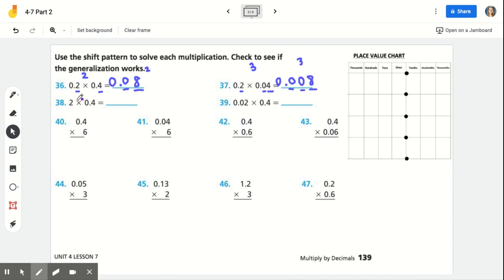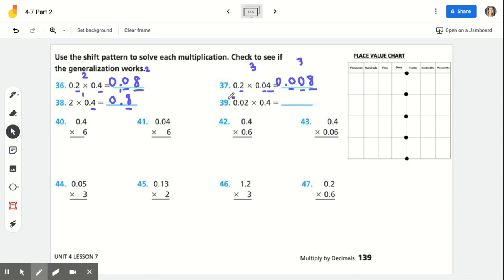Keep going. Can you do 38 on your own? 2 times 4/100. Go ahead and try it. How many decimal places in our factors? 1. How many decimal places in our answer? 1. So we add in a 0 and a decimal to get 8/10. Did you get that? Great. The underlining and the counting and even writing the numbers nice and small up top may definitely help you.